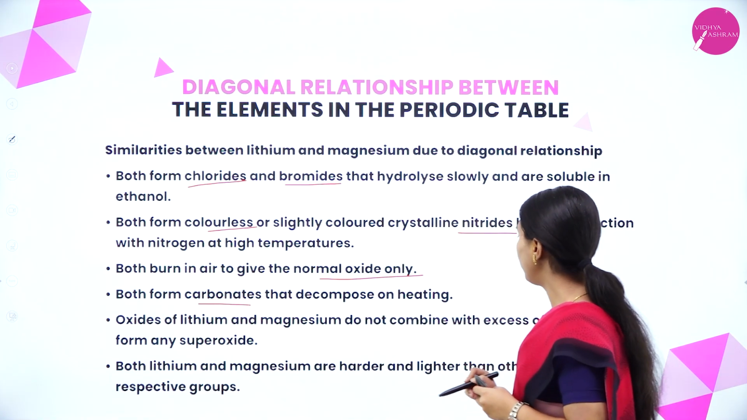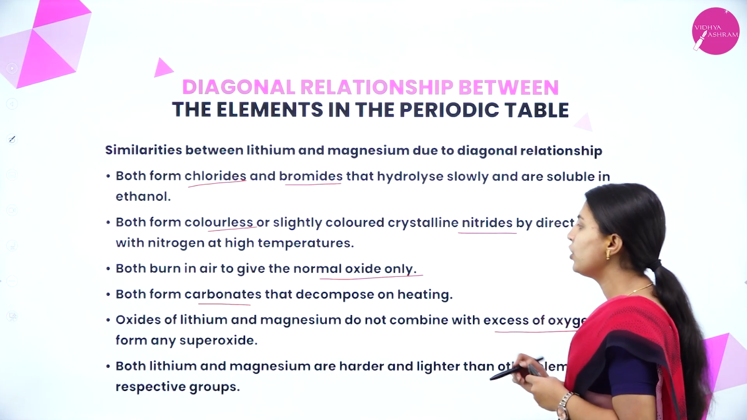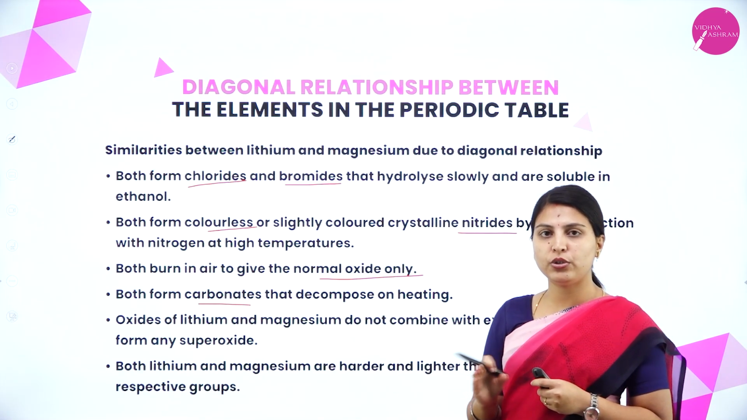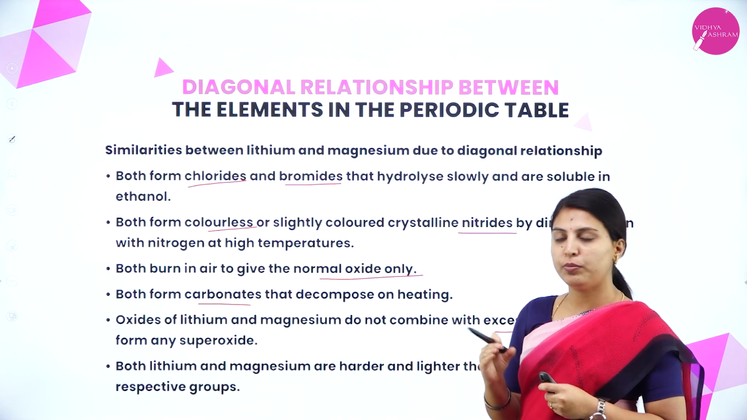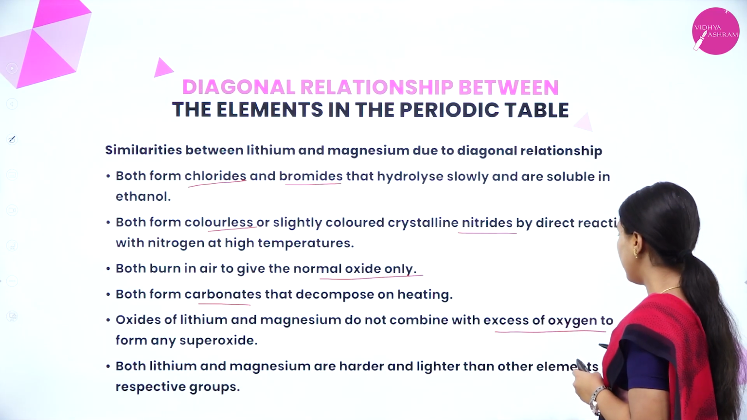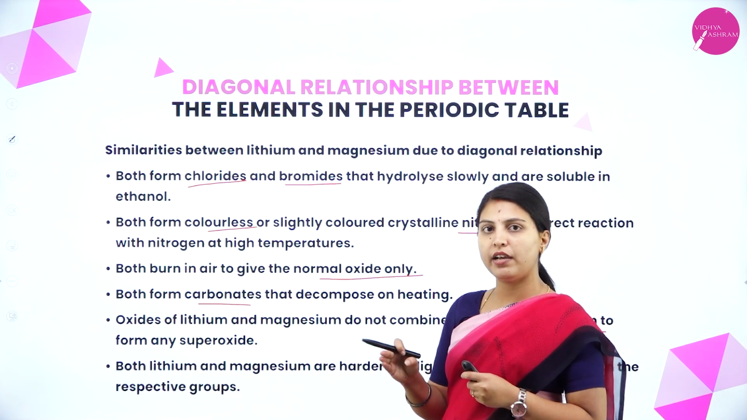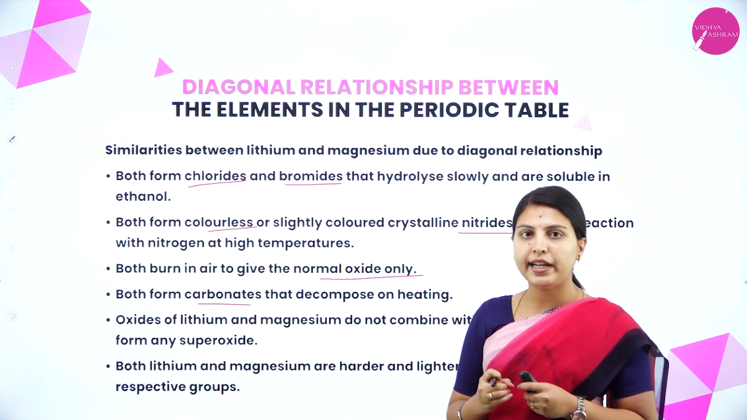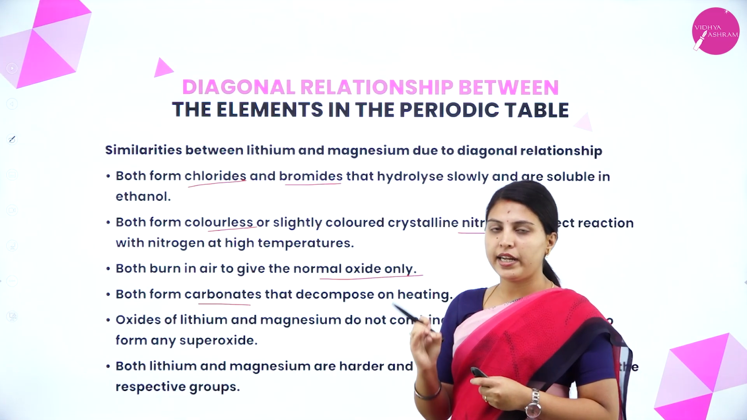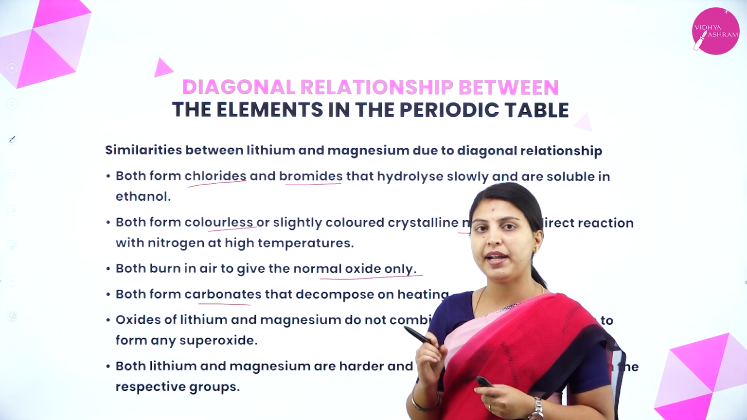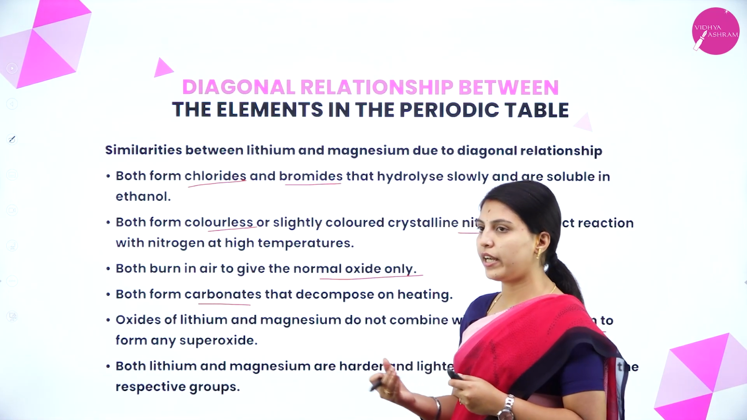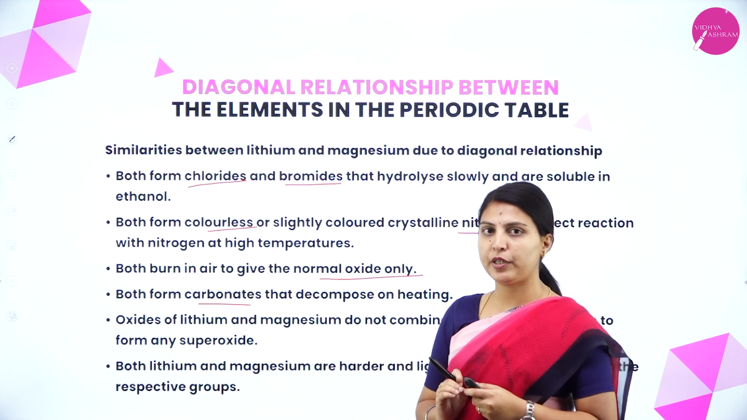Oxides of lithium and magnesium do not combine with excess of oxygen to form any superoxide. It will form oxide, but with excess of oxygen these will not react to form superoxides. Both lithium and magnesium are harder and lighter than other elements in the respective groups. These are the diagonal relationship points and the similarities between those two elements. This is how the diagonal relationship applies in the periodic table.